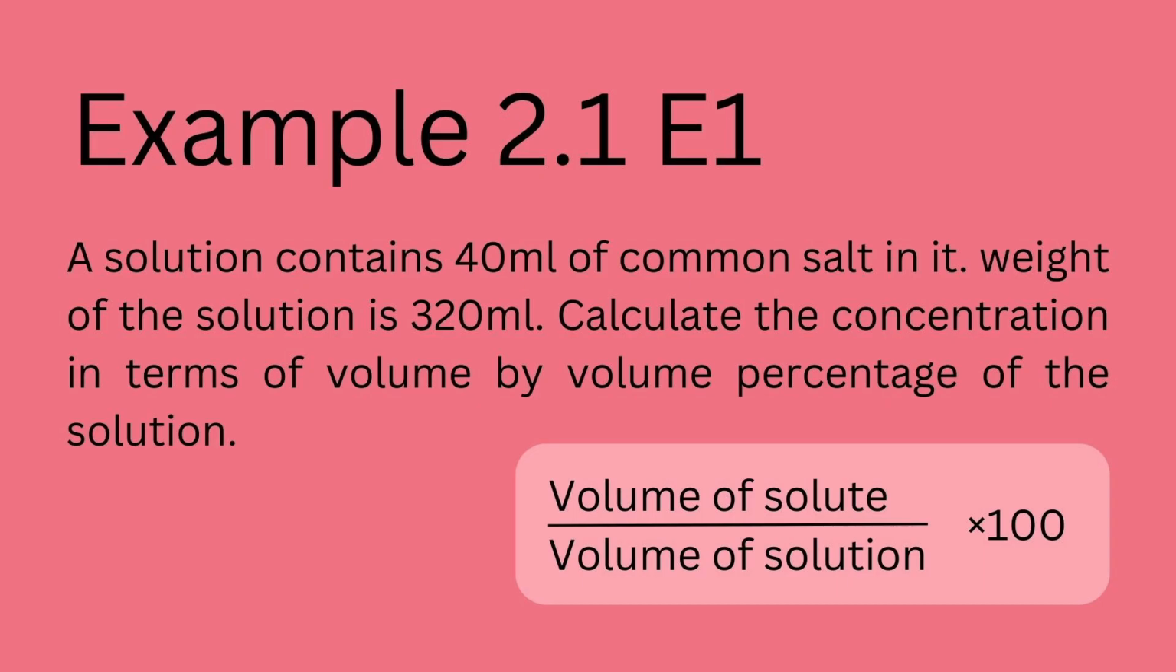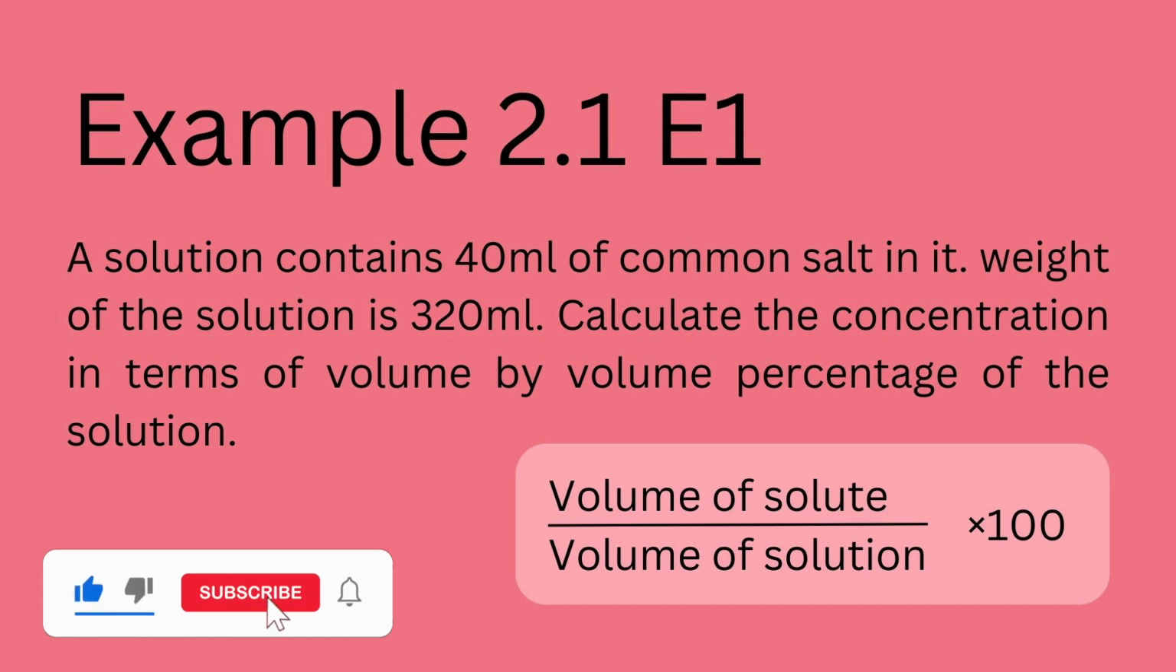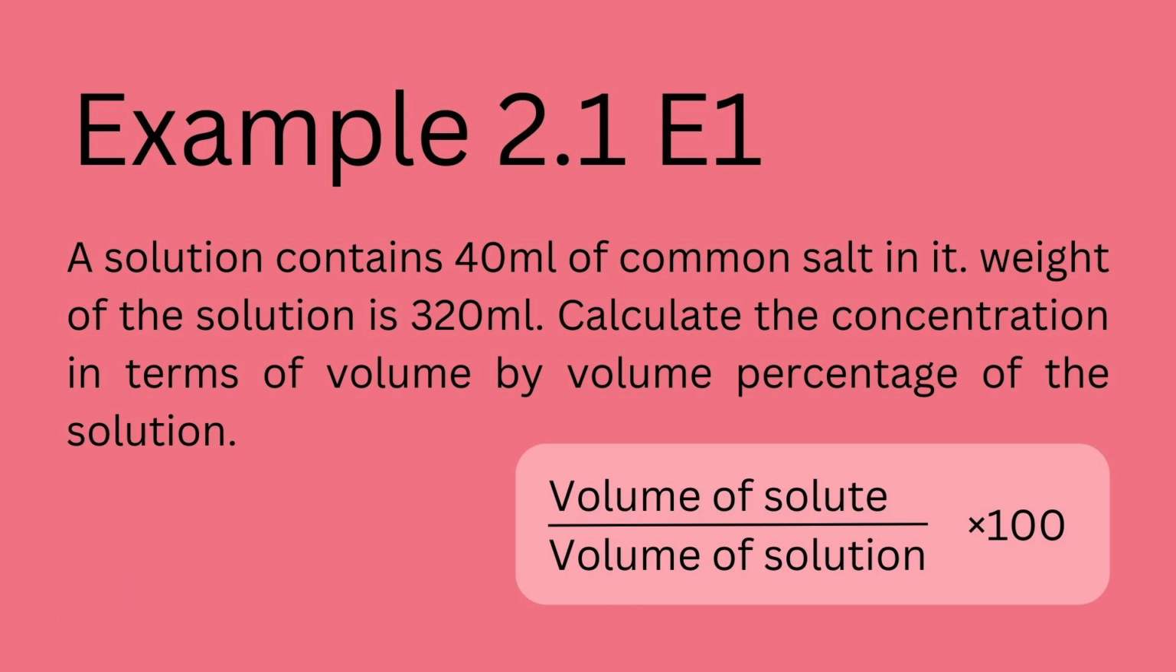So it's very simple. Now what we have just seen is a mass by mass percentage solution. But in some cases they will give you the values in terms of milliliters. So a solution contains 40 milliliters of, let us say, a liquid, which is dissolved in 320 milliliters of water. In that case, you would be able to find the volume by volume percentage of a solution. You just have to divide volume of solute by volume of solution and multiply by 100. It's quite easy.